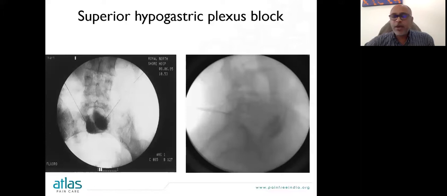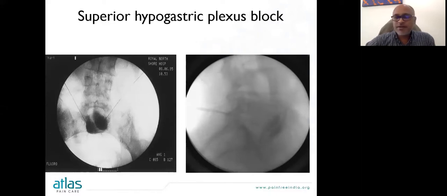And the superior hypogastric plexus block could also be done from an anterior approach, through a CT-guided or an ultrasound-guided approach. You have to be a little bit careful because we'll be puncturing quite a few viscera as we go along. When we do the anterior approach particularly, you have to be very careful in asking the patient to empty the bladder before they come in for this procedure.